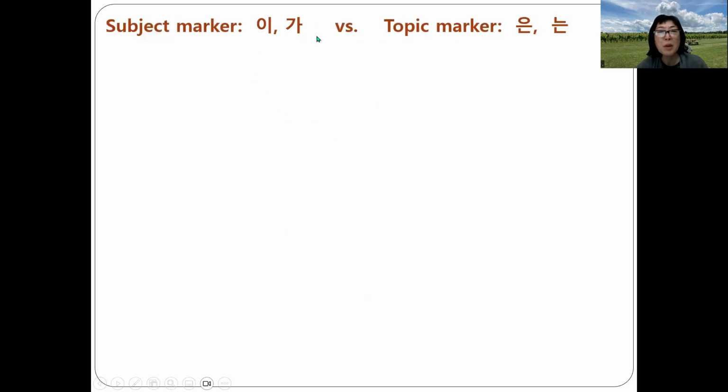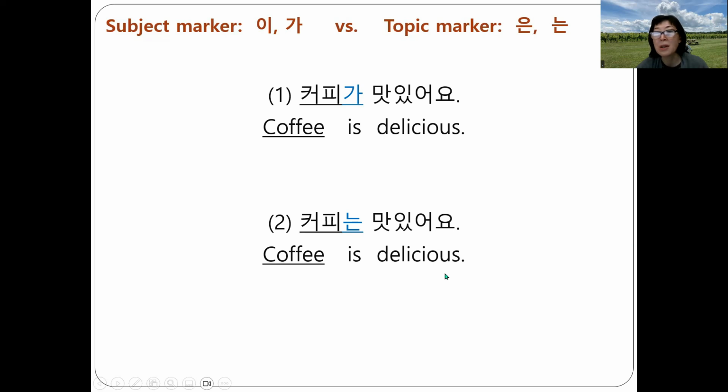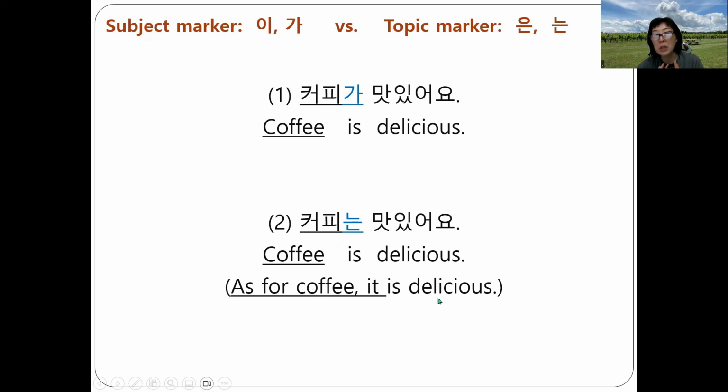Now, subject marker and topic marker. Very confusing, right? Let's see. 커피가 맛있어요. 커피는 맛있어요. Both sentences in English are: coffee is delicious and coffee is delicious. However, to Koreans, 커피는 맛있어요 actually means something different. Because of the topic marker, topic indicator, we see that coffee is used as a topic. So, as for coffee, it is delicious.